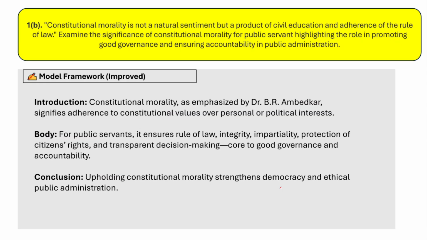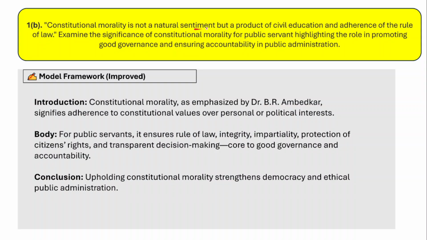And next question. It is a very lengthy question, but it is an easy question. So let's first understand the key theme of this question. It says that constitutional morality is not a natural sentiment, but a product of civil education and adherence to rule of law. So this is how constitutional morality has been defined in the question itself.